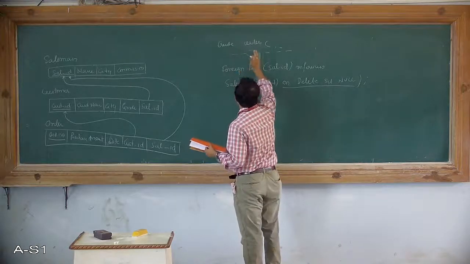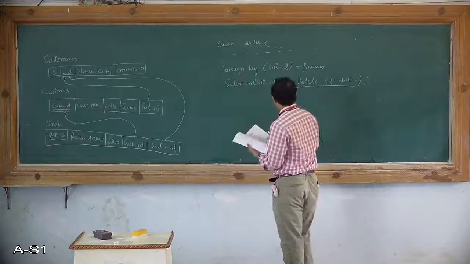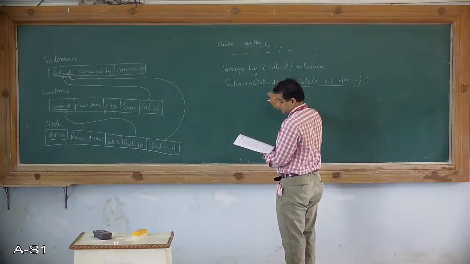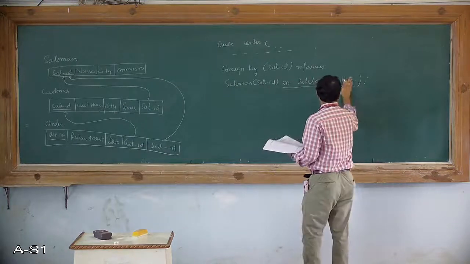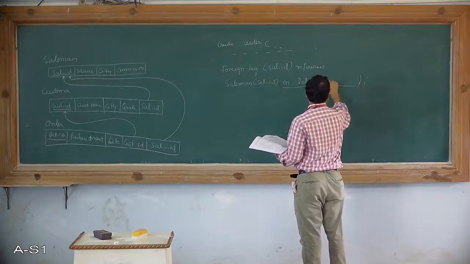So create table orders. Here, what is done? Foreign key sales ID references, same thing, salesman sales ID. Okay, here on delete, we will be doing cascade.